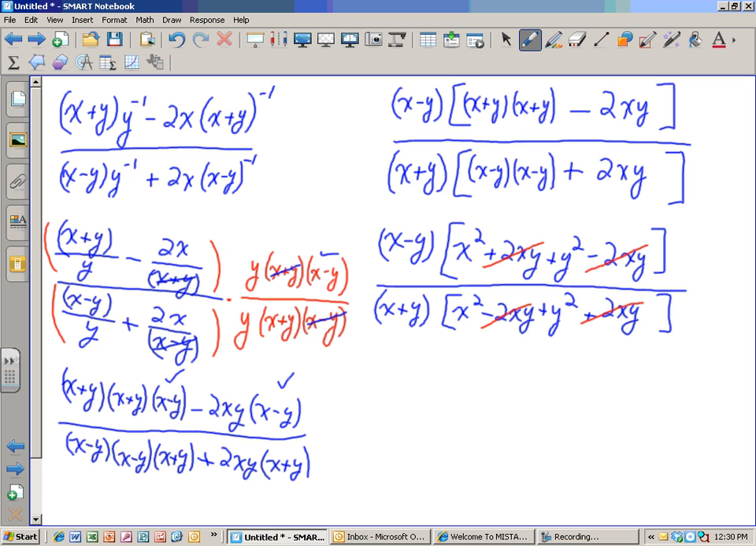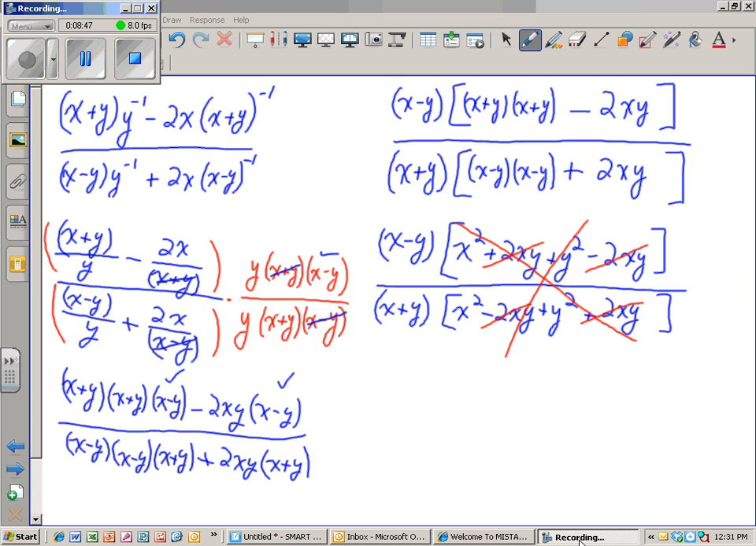What am I left with in the numerator? X squared plus y squared. What am I left with in the denominator? X squared plus y squared. They're the same, aren't they? Brackets cancel. Okay? And so I'm left with x minus y over x plus y. That's what I'm left with. Okay?